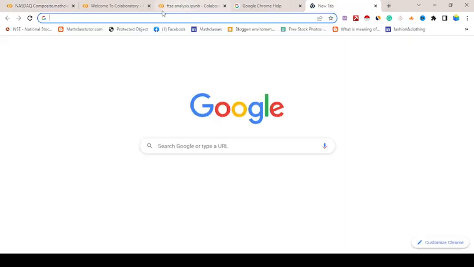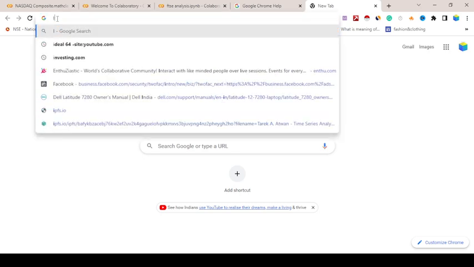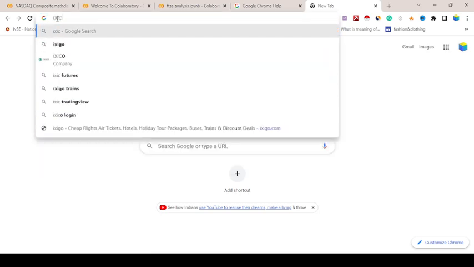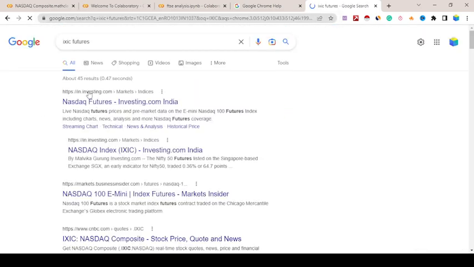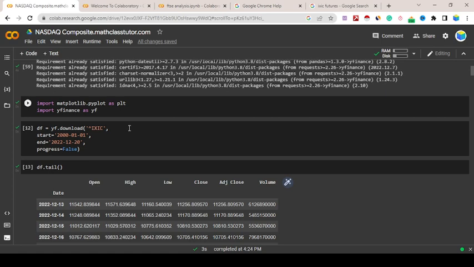So if you look here, IXIC, what is this? You can see the IXIC. Here is the futures price, and this one is the NASDAQ futures price and NASDAQ index. Look here, could you see here? Similarly, I have imported this data from 1st January 2000 till today, 2022. So we have imported it.